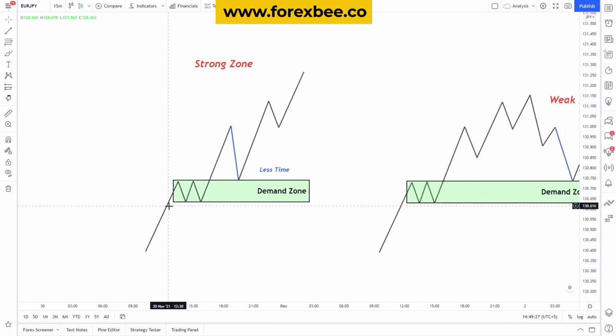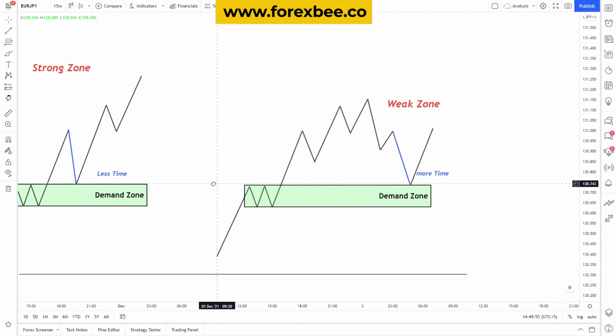And here we can see that this is basically a strong demand zone, because just after the formation of the base rally demand zone, the price came back and picked the pending orders placed by the institutional traders, and then it went up. Okay, it continued in the direction. So this is basically how a strong demand zone looks.